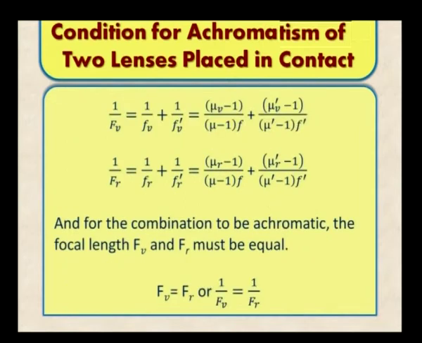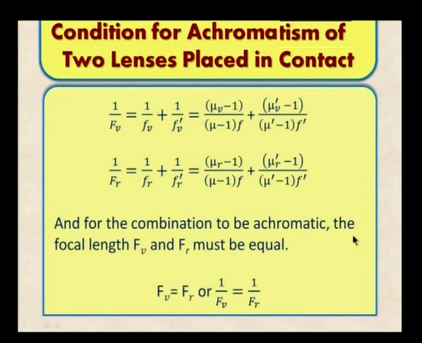I will go through the mathematics anyway for the sake of completion. There are simple steps. 1 by Fv will be equal to this kind of relation you got connecting mu v and mu v prime, and 1 by Fr, the focal length for red, will be involving mu r and mu r prime. The refractive indices for the red of one material, the other one, mu r prime, is for the other material. As I told you, one is the crown glass, the other may be a flint glass.